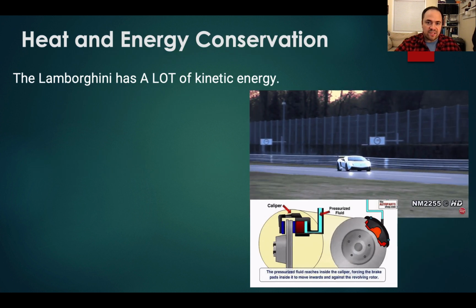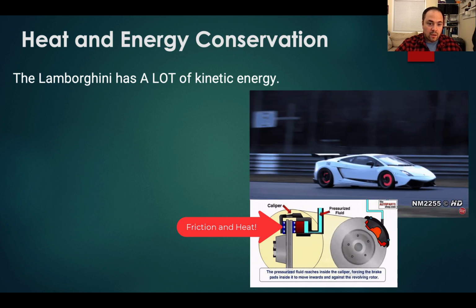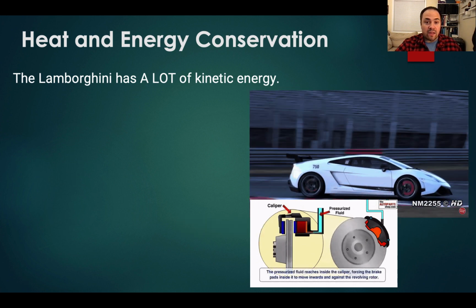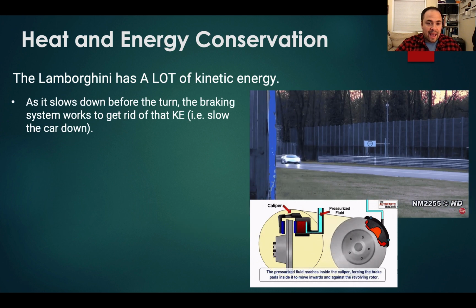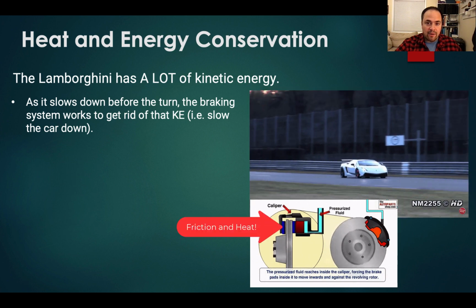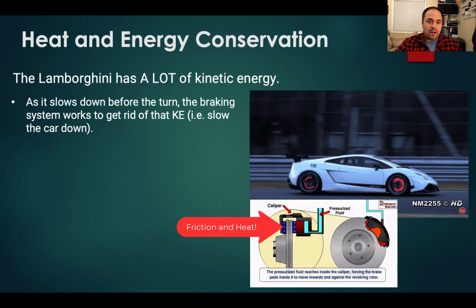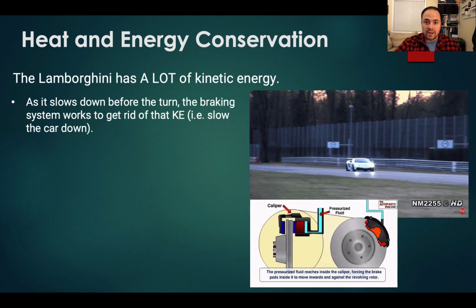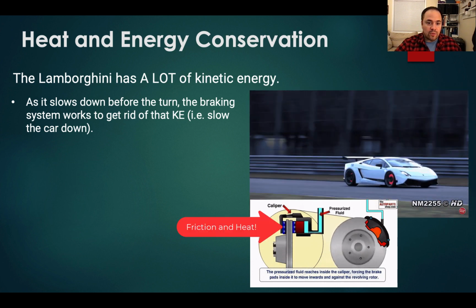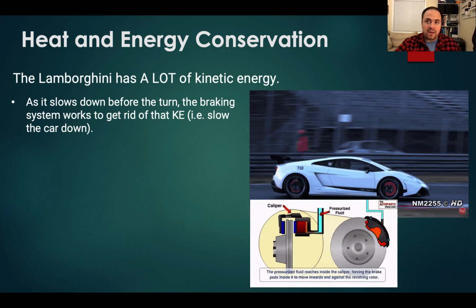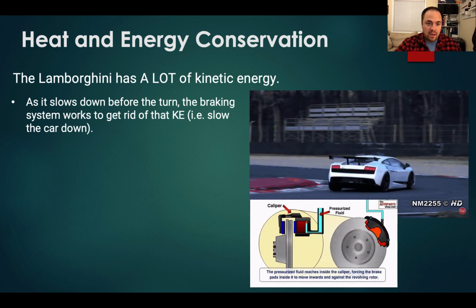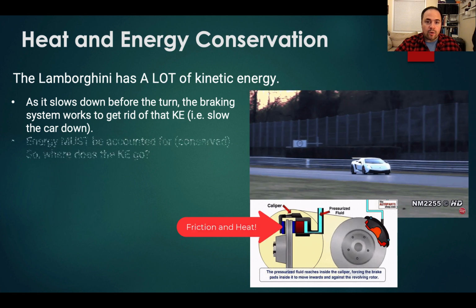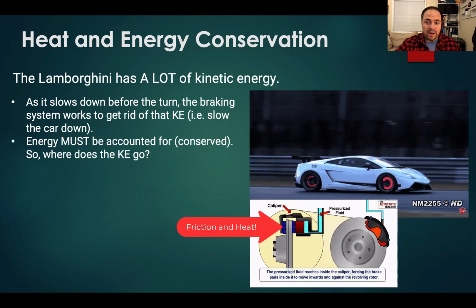An example of this is when a car uses its brakes. So in this example, the Lamborghini has a lot of kinetic energy, and as it's approaching the turn, it's slowing down. It's using its brakes. Now, brakes rely on friction to slow vehicles down, and where there's friction, there is heat. And so the brakes are working to get rid of some of the kinetic energy of the Lamborghini, but we have to be able to account for that kinetic energy. So where did it go?